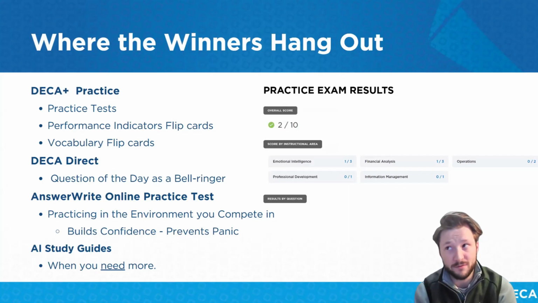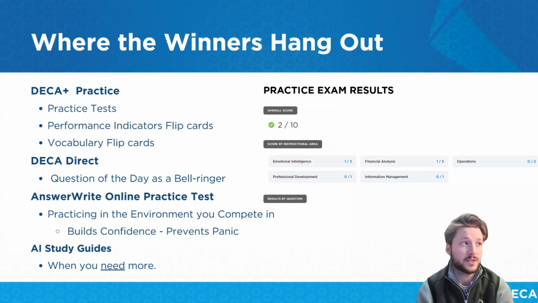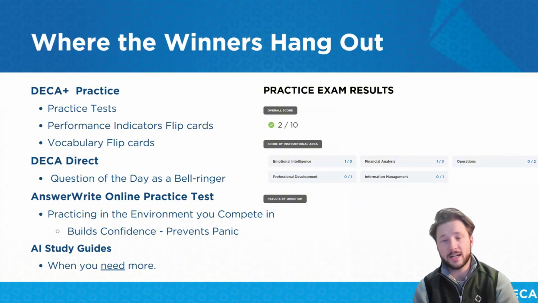These are my preferred location for test prep because I really believe in practicing in the environment you compete in. Answer Right is where we host our online test, so same UI that the members will see on test day. I can't remember if there's 10 or 20, but there's a lot of tests over there, more content than you'll find elsewhere. Here, the name of the game is building confidence. Building familiarity builds confidence, which prevents panic.